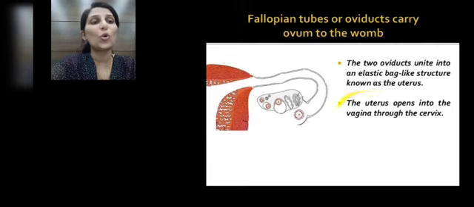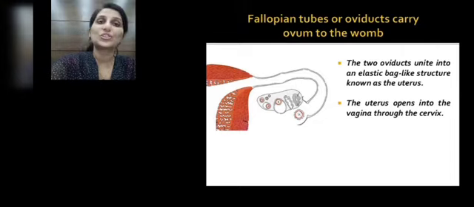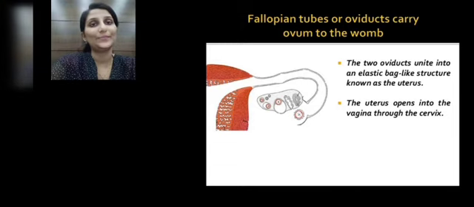The uterus opens out into the vagina through the cervix, which acts as the birth canal through which the fully grown fetus can come out of the uterus. The child comes out through the birth canal, which is the cervix, and the cervix joins to the vagina, which opens outward.